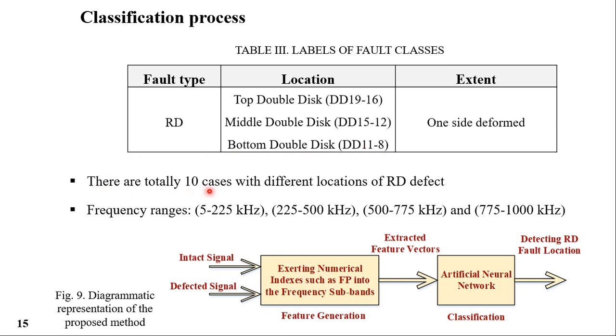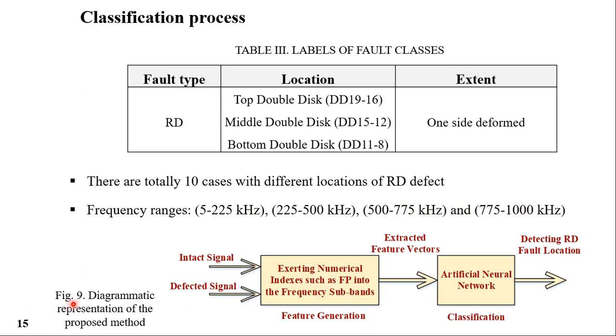So we have 10 cases with different locations of RD defect, and we have divided the whole frequency region into 4 frequency subbands, as you can see here. Based on the locations of the resonance and anti-resonance points, these 4 frequency regions are obtained.